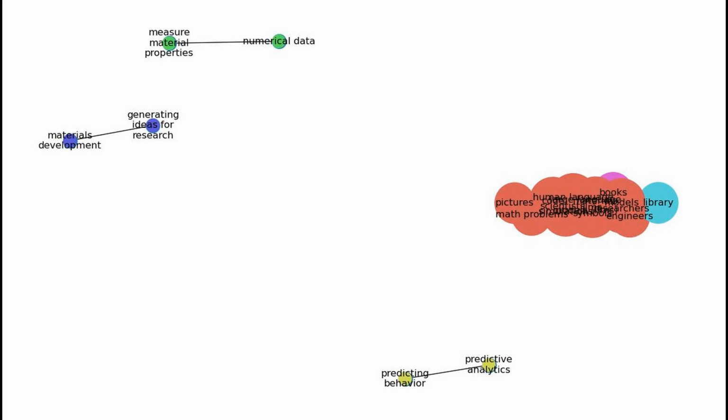3. Numerical data. Imagine using numbers to measure how strong, flexible, or durable a material is. LLMs can analyze this numerical data, finding patterns and relationships that might not be obvious at first glance.